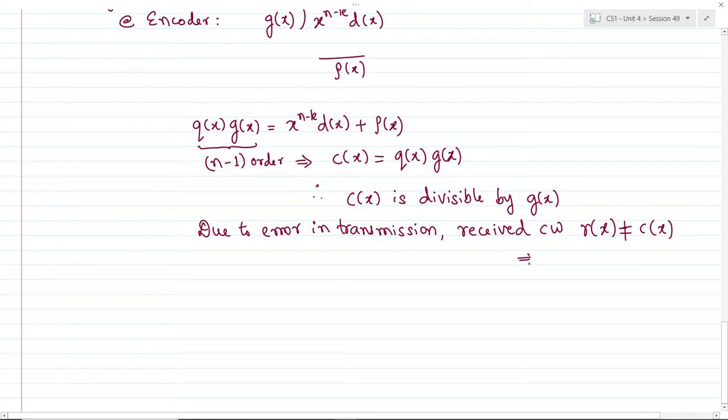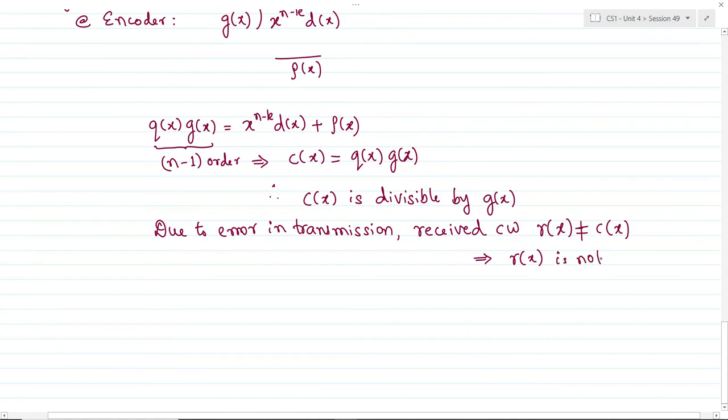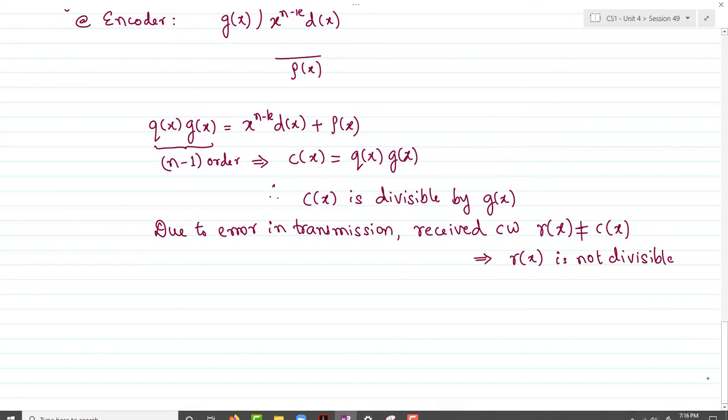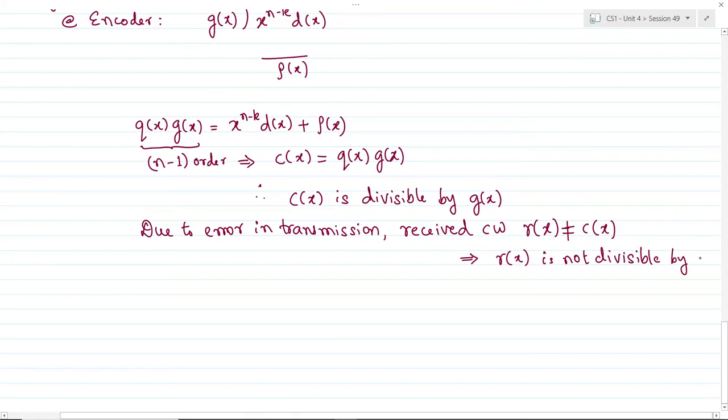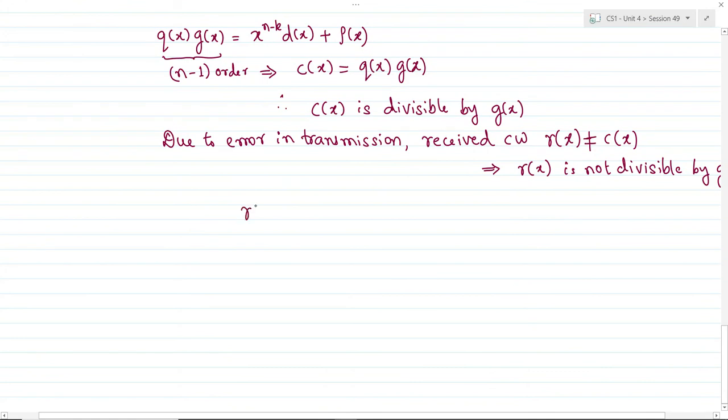And hence, R of x, I can say, is not divisible by G of x. This R of x, the received vector, definitely is not divisible by G of x. Okay, so we can express this in a mathematical way. If we try to divide R of x by G of x, as we know that this is not divisible by the generator polynomial, we should be obtaining the quotient, which is the message polynomial actually transmitted from the transmitter. However, we'll have some remainder.